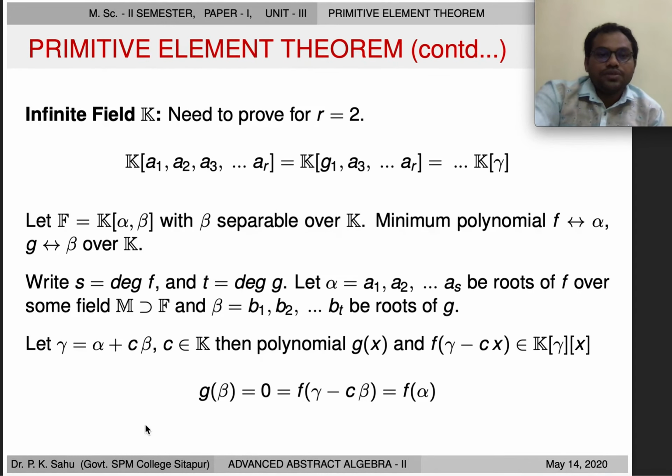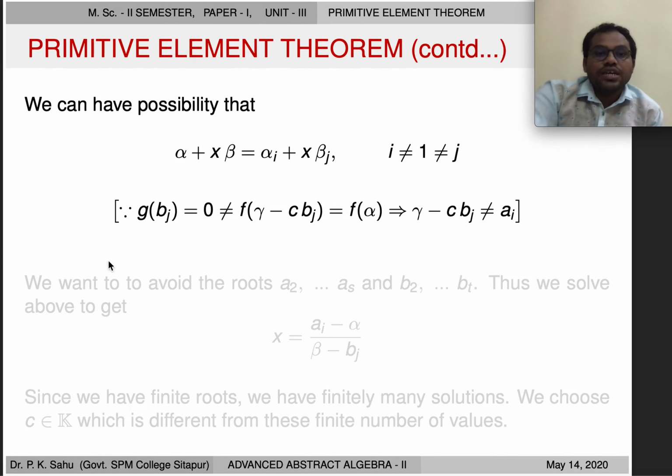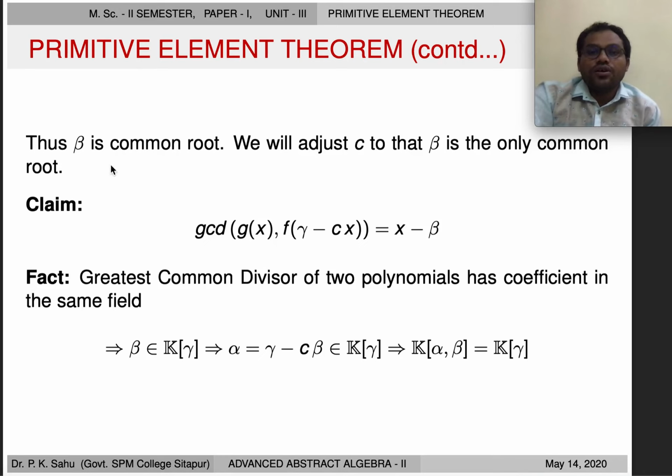Here we have g(beta) equal to 0 and f(gamma minus c beta) equal to 0. We could have a situation where g(bj) is equal to 0, or we can say f(gamma minus c bj) is equal to 0, but we don't want this to be 0. This can be 0 only if gamma minus c bj is equal to some root ai of f, because if so, bj will be another common root, and we have claimed that beta is the only common root.